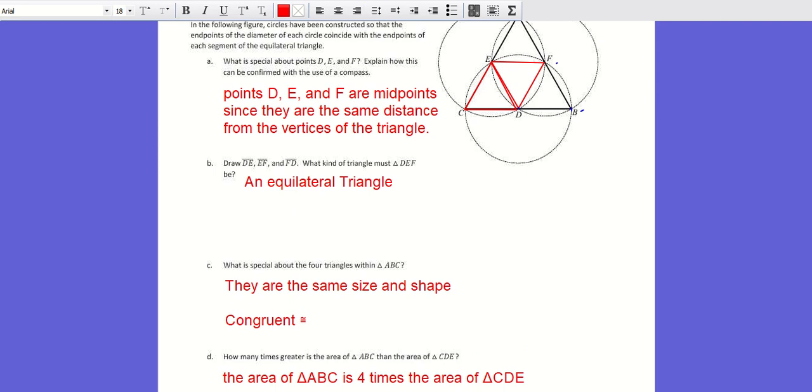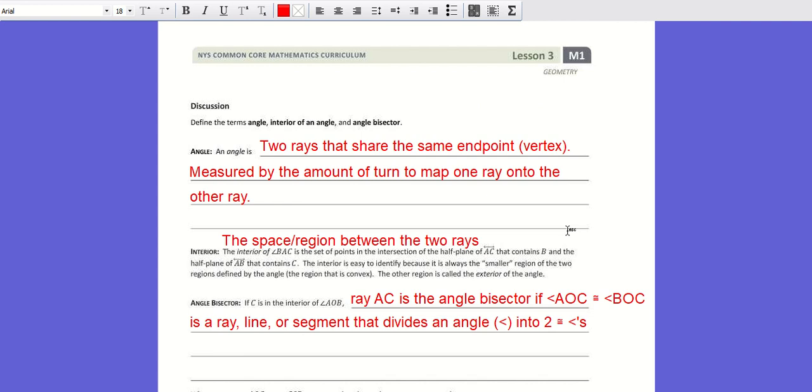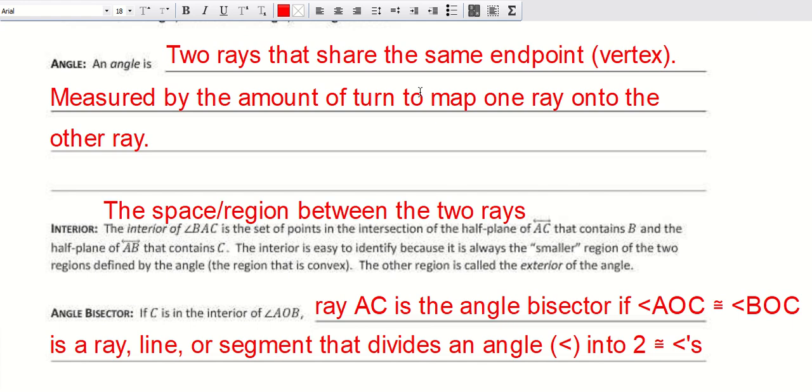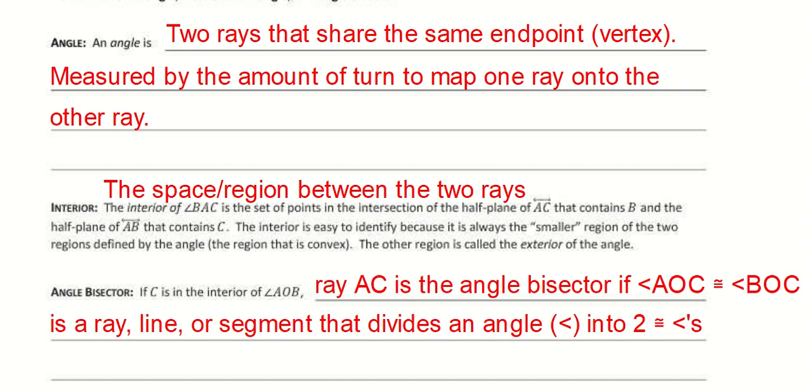Okay, so we're going to go over to the next page here. And if you would fill in the vocab that's there, I'll make this a little bit bigger so you can see it better. This space between the two rays goes with the interior. This is a very wordy definition on down here, so I wanted to make sure that that's the same.